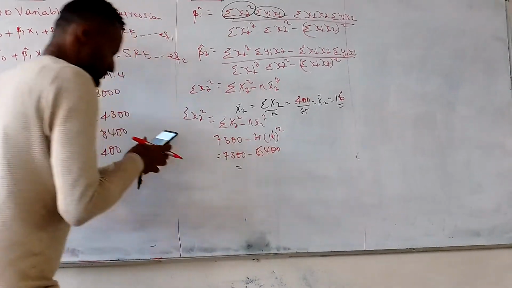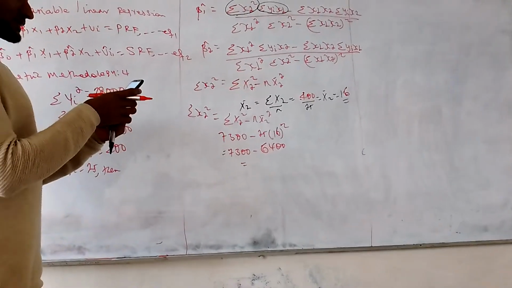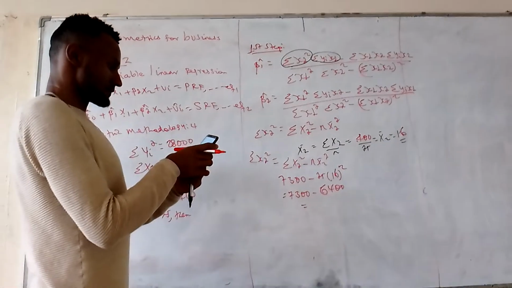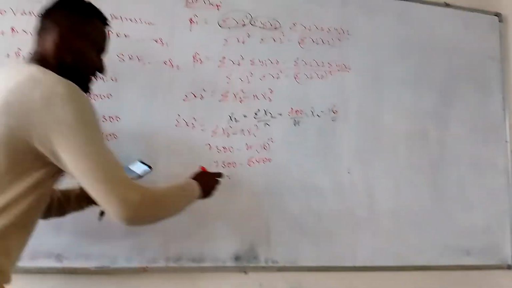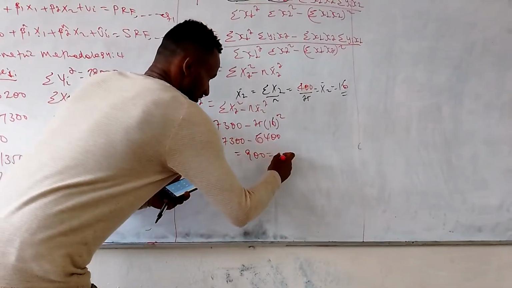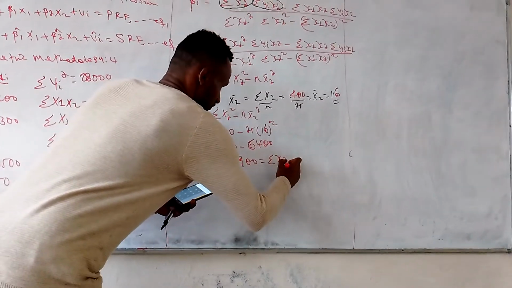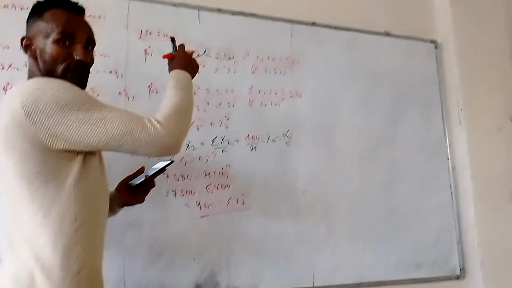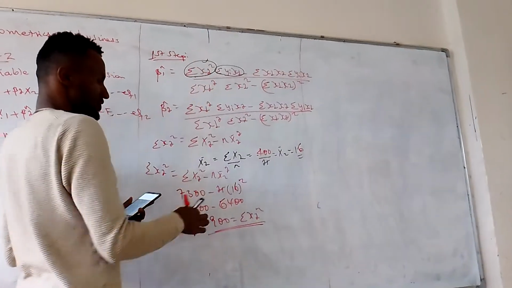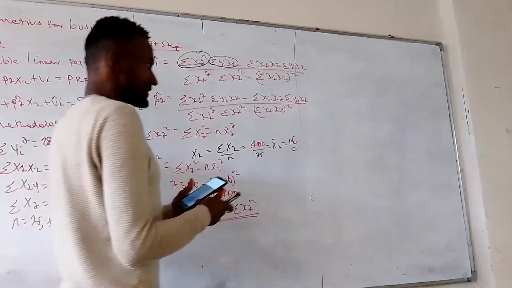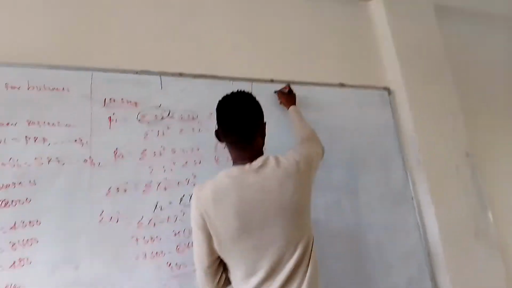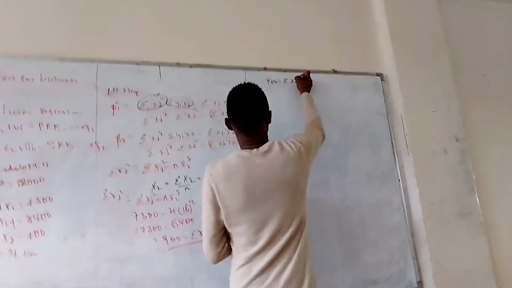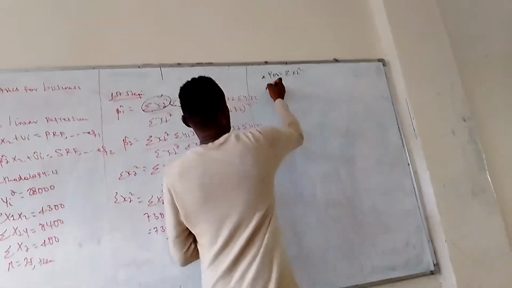The difference, 7,300 minus 6,400, will be 900. 900 is again the summation of x2i squared. This is one value we are going to use, so let me document it for the lab. So 900 is equal to the summation of x2i squared. The same is true again.